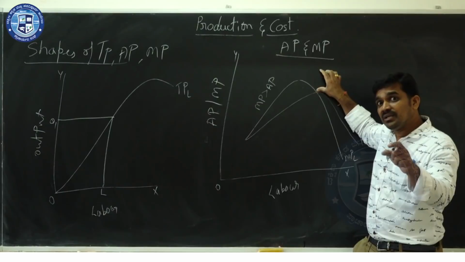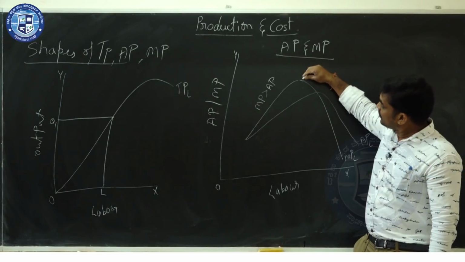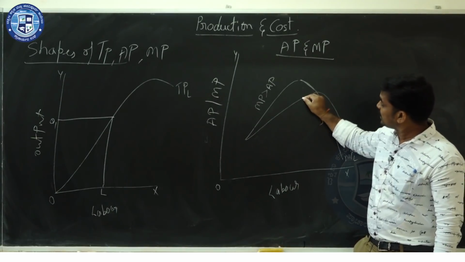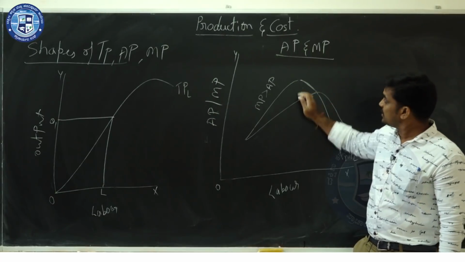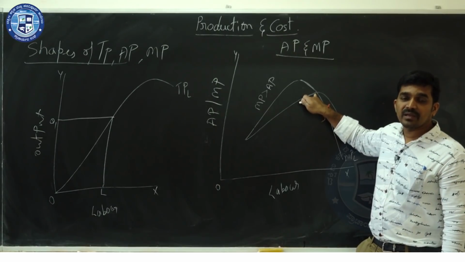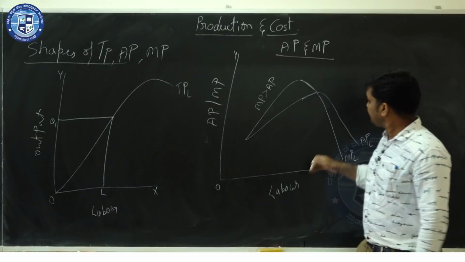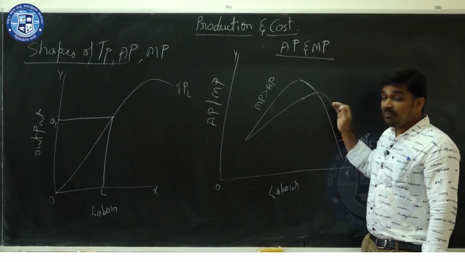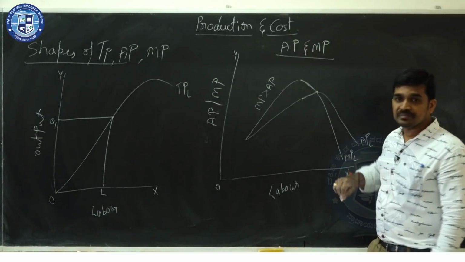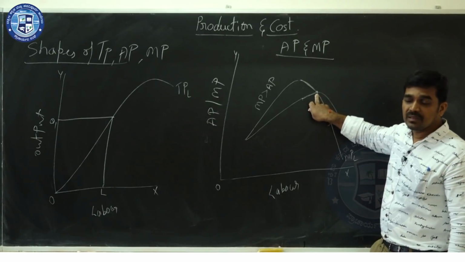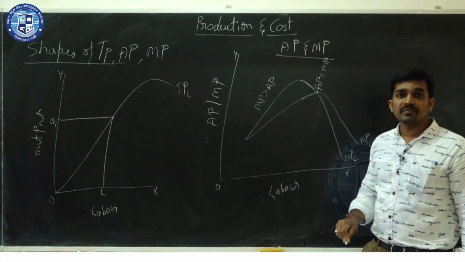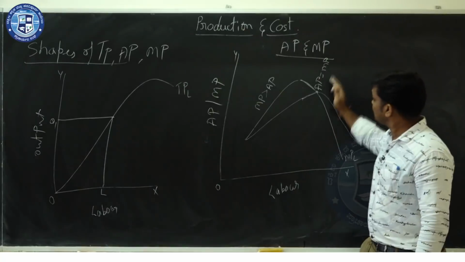And we observe one situation here, when MP is falling, AP is rising. From this point we state here, when MP is falling, AP is increasing. And next, when AP is maximum, this is the maximum point of AP. Here, the value of AP is equal to MP.